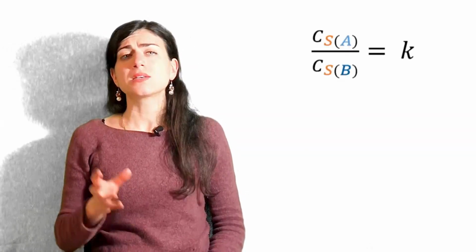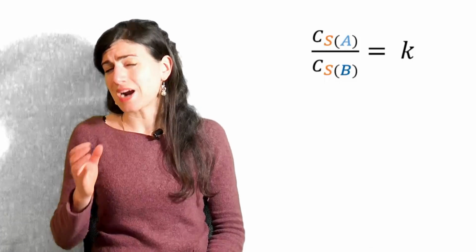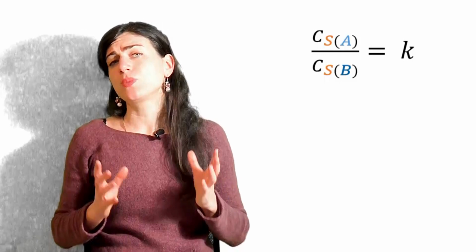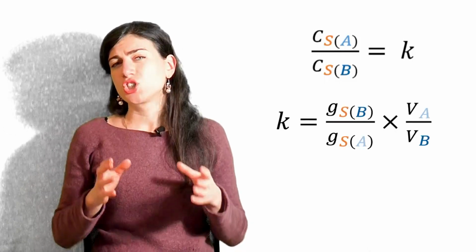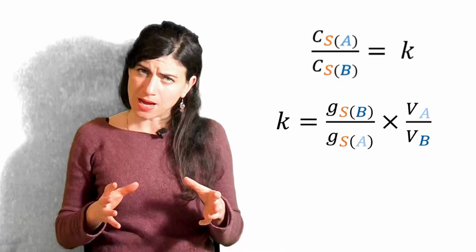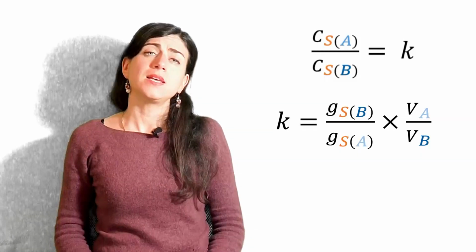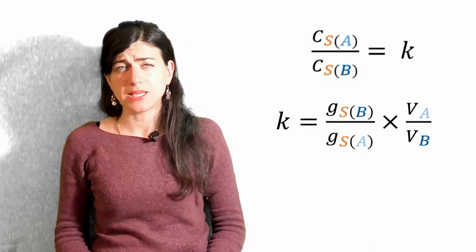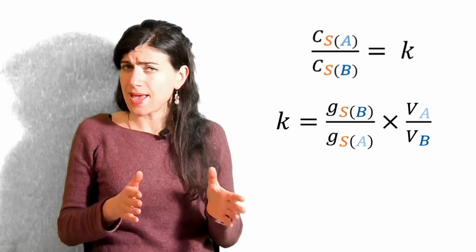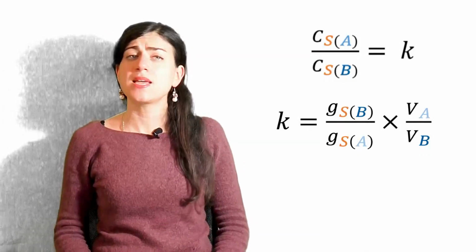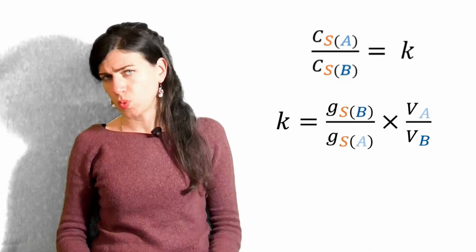Now we can also rewrite the equation we have just seen using solubility, which means grams divided by the volume of the solvent. The equation becomes this one, where GSA and GSB are the grams of the substance in the liquid A and B, respectively. VA and VB are the volumes of liquids A and B. So we have simply expressed the same equation in a different way.